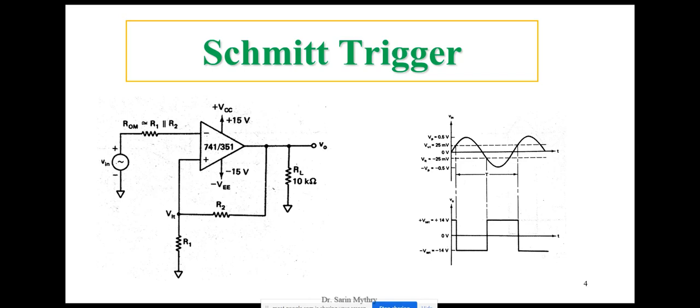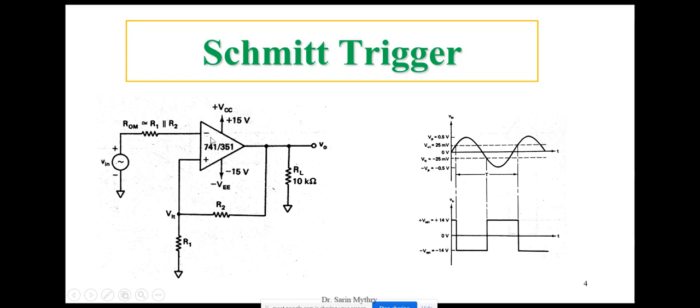Okay, this lecture will be on Schmitt trigger. Here you can see that this is an inverting comparator with a positive feedback. What is a Schmitt trigger? A Schmitt trigger is nothing else but a comparator with a positive feedback.